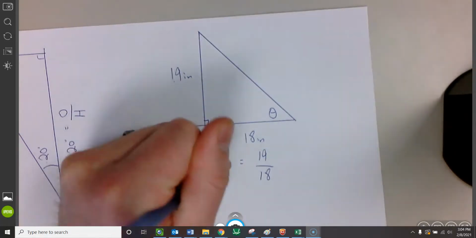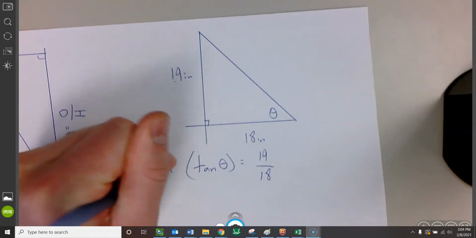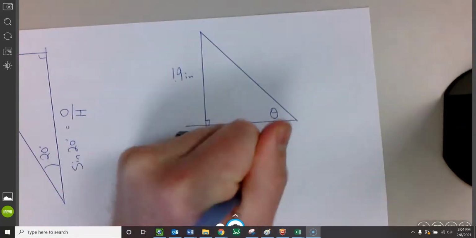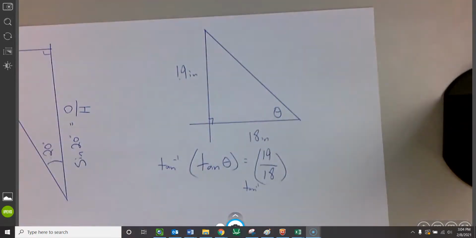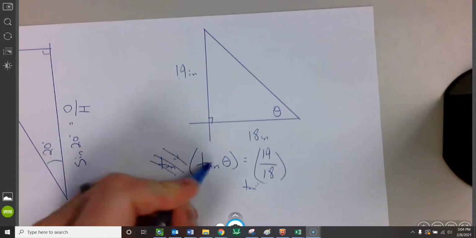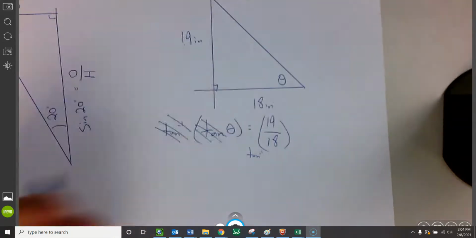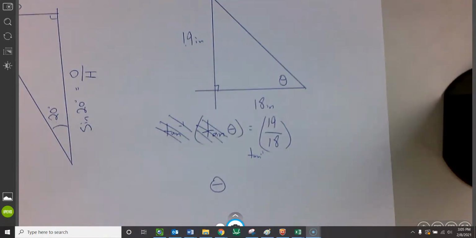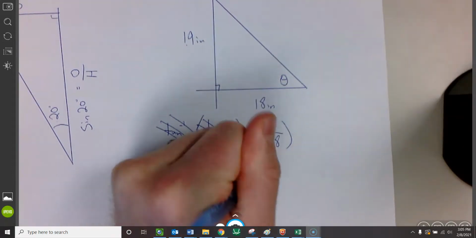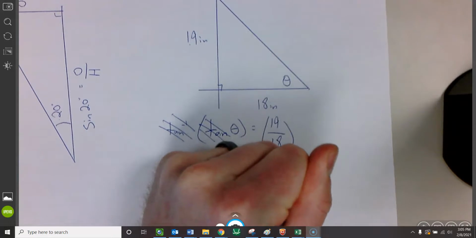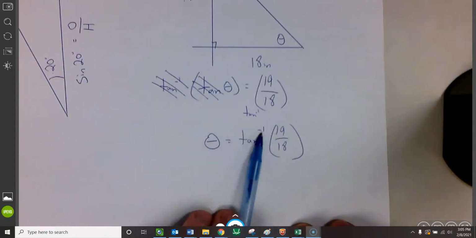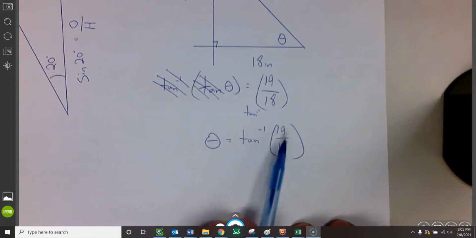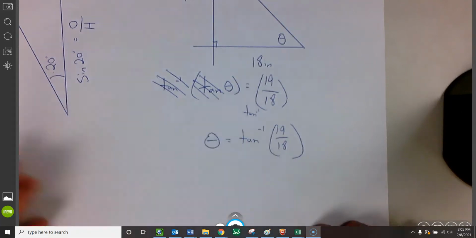I could take the inverse tangent of both sides, the inverse tangent of this, and take the inverse tangent of 19 over 18, and the inverse tangent of a tangent is essentially going to cancel out. I'm going to get theta by itself, and that will equal the inverse tangent of 19 over 18. Inverse tangent is asking for an angle. What angle has a tangent that's 19 over 18? What angle has opposite side 19 and adjacent side 18?